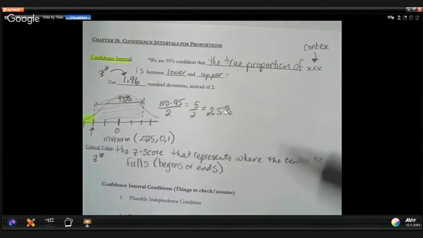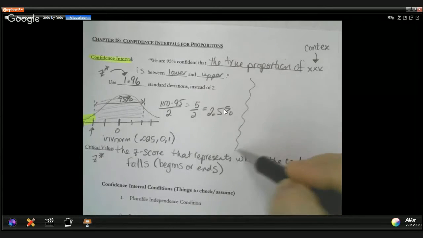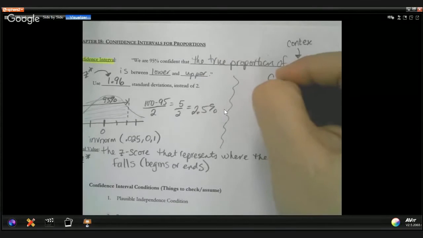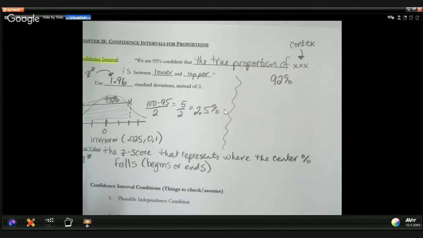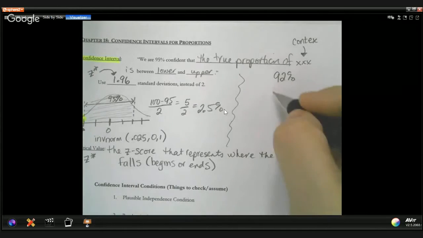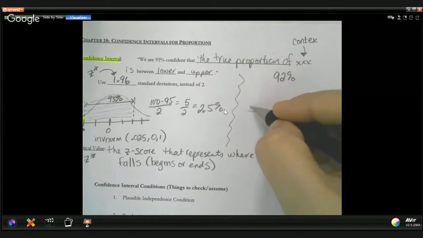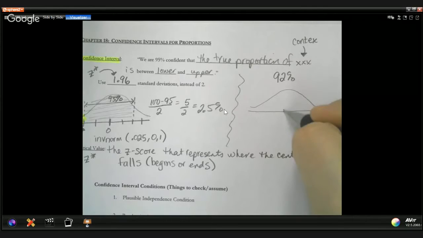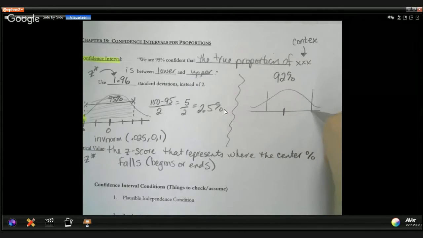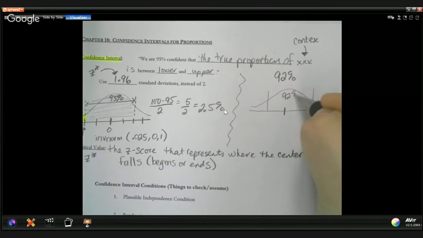Okay? But sometimes I'm going to have a different number. And so let's say I want to find our 92% confidence interval. And so we have to be able to find our critical value for that. So the normal curve helps me see it. There's my mean. 92% is in here somewhere, right?